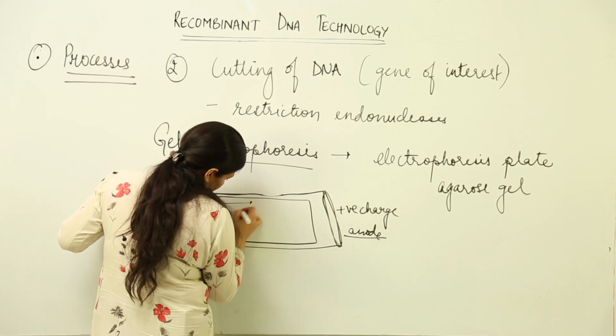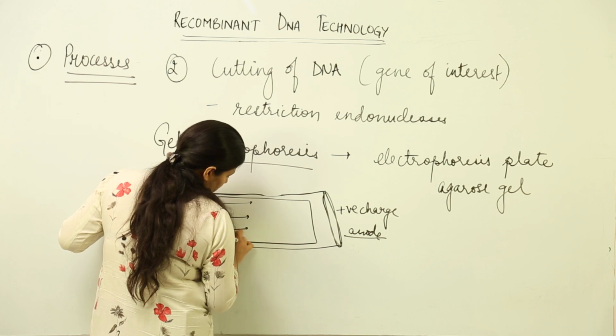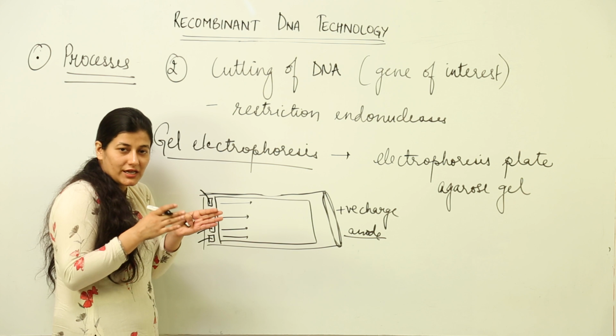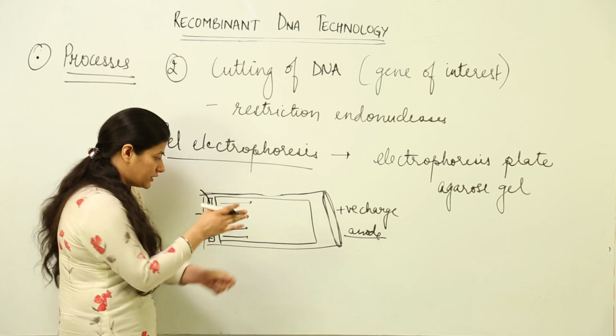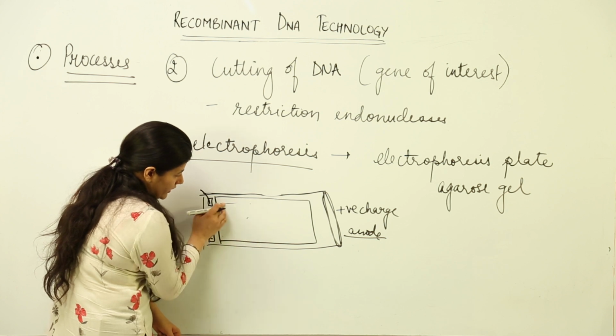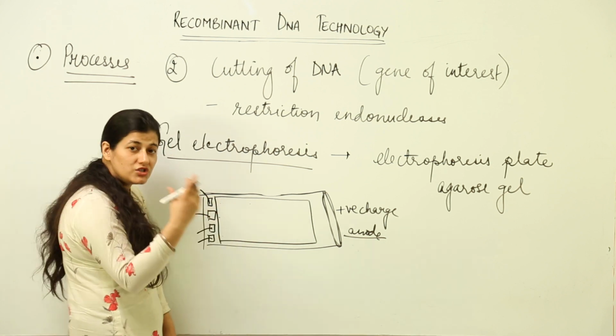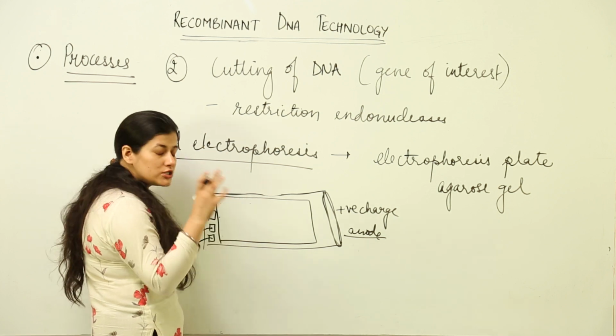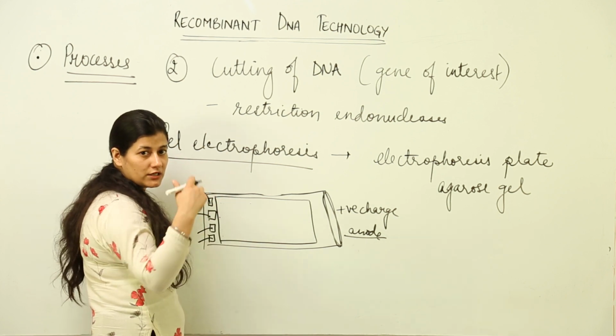It is going to move towards this end, but because we have agarose gel in between and it provides hindrance to the movement of DNA particles, we get a gradation of DNA particles being arranged over here. The larger the size of the DNA particle, the less it moves; the smaller the size of the DNA particle, the further it goes.